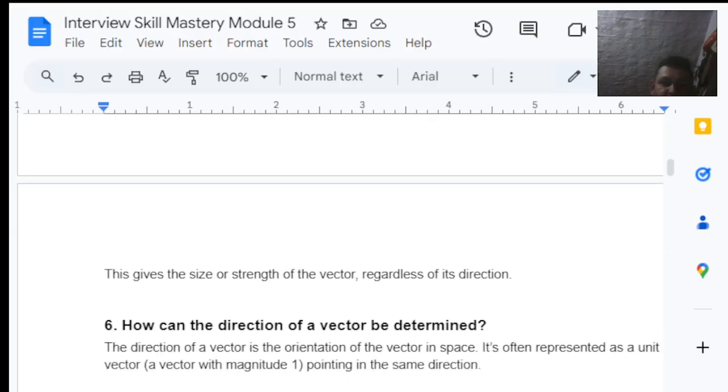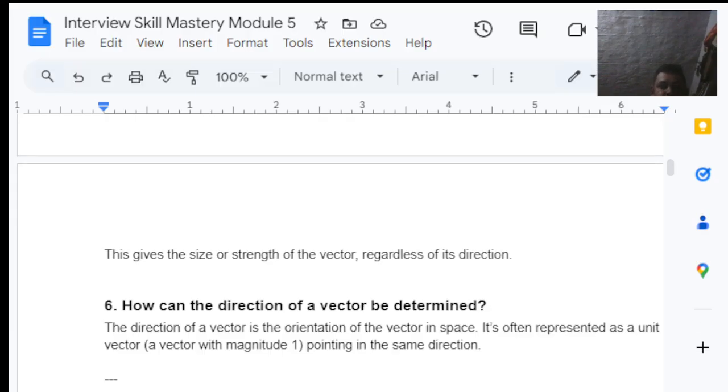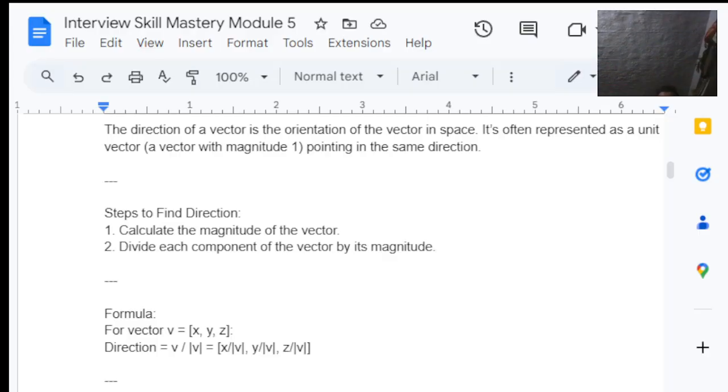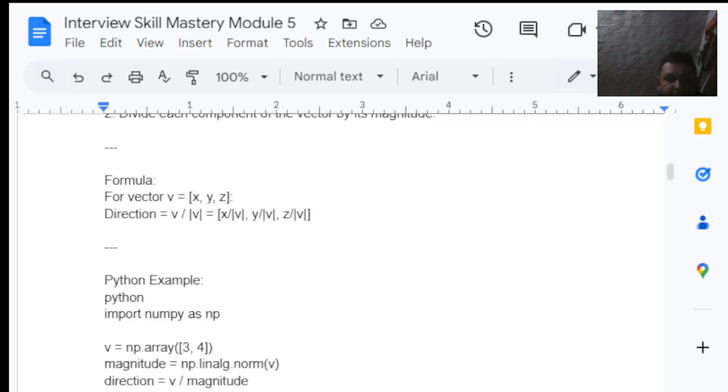How can the direction of the vector be determined? The direction of a vector is the orientation of the vector in space, and it's often represented as a unit vector, a vector with magnitude 1 pointing in the same direction. Steps to find direction: calculate the magnitude of the vector, then divide each component of the vector by its magnitude. So this is the formula, and the example of that.